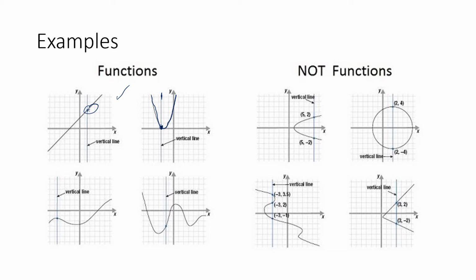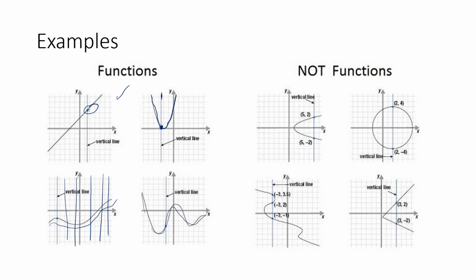Right here we have kind of a wavy line. But again, no matter where we draw that vertical line, it's only going to pass through that point at one place, which means that the x value only has one matching pair. Same thing, another funny looking line here, but the same idea.